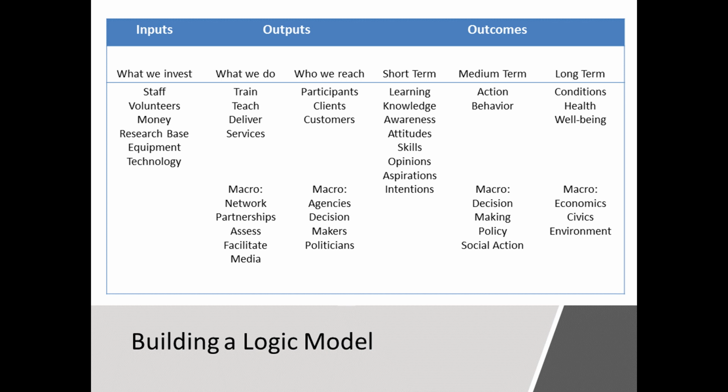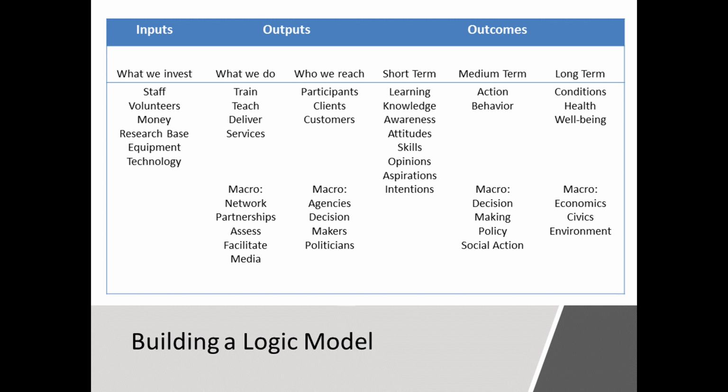Now, typically speaking, short-term outcomes, whether you're working on an individual or a macro basis, those short-term outcomes are generally related to learning, knowledge, awareness, attitudes, skill, opinions, aspirations, or intentions. So again, intent to change behavior becomes a short-term outcome. And I love these words because if this is what you're really trying to do, well, it's probably a short-term outcome related to that in your program.